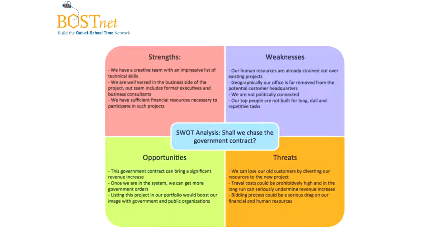So some of their opportunities are that this government contract can bring a significant revenue increase. So this is external because they're talking about the external contract. And once they're in the system, then they can get more government orders. Again, this is external because this is something that the government can bring in. And then listing this project in our portfolio would boost our image with government and public organizations. So again, the outside organizations would see them in a better image.